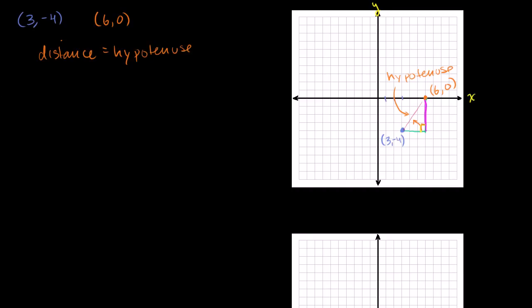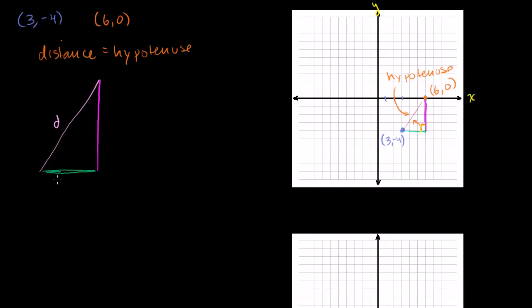So let me draw it a little bit bigger. So this is the hypotenuse right there. And then we have the side on the right, the side that goes straight up and down. And then we have our base. Now, how do we figure out, let's call this d for distance. That's the length of our hypotenuse. How do we figure out the lengths of this up and down side and the base side right here?